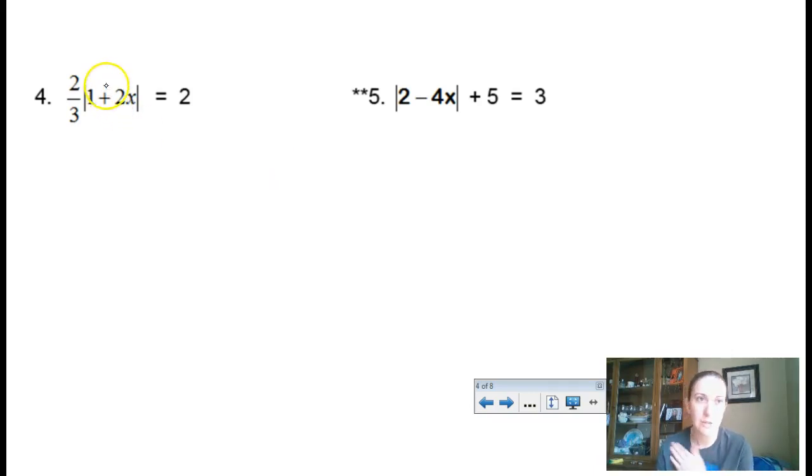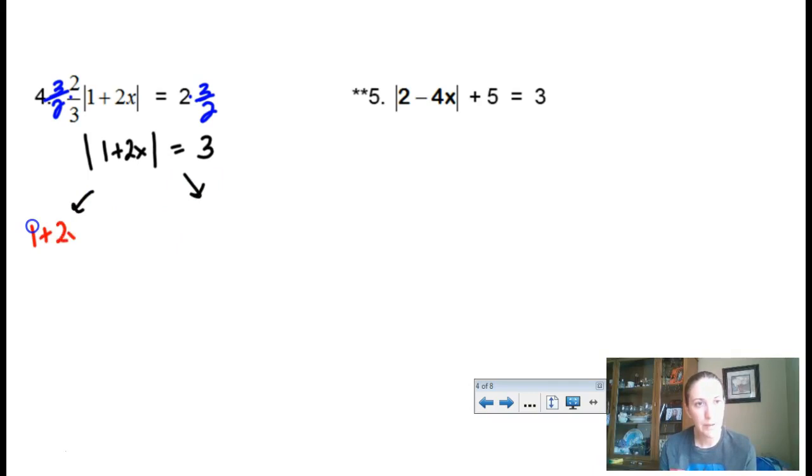So when I look here at 2/3 in front of the absolute value bar, a lot of kids think, oh, can I just distribute it into it? You can distribute a positive number, but really, frankly, it's just easier to get rid of it. So if I were to multiply by 3/2 to knock out that 2/3, I actually have the question saying the absolute value of 1 plus 2x is 3. And now I can set up my two equations.